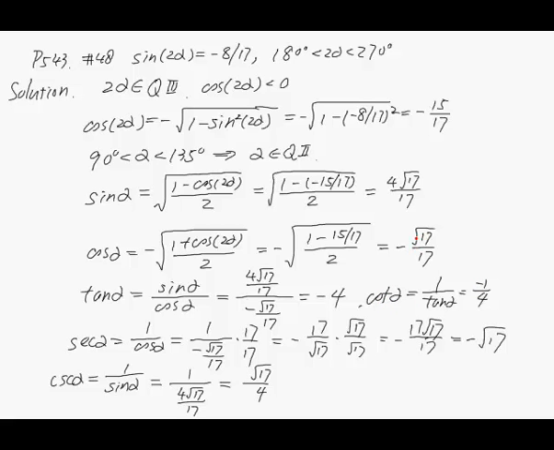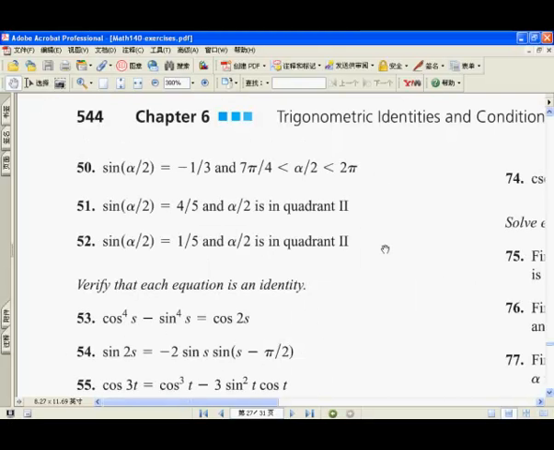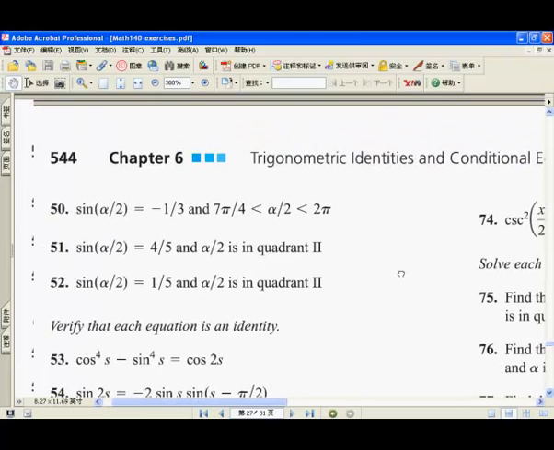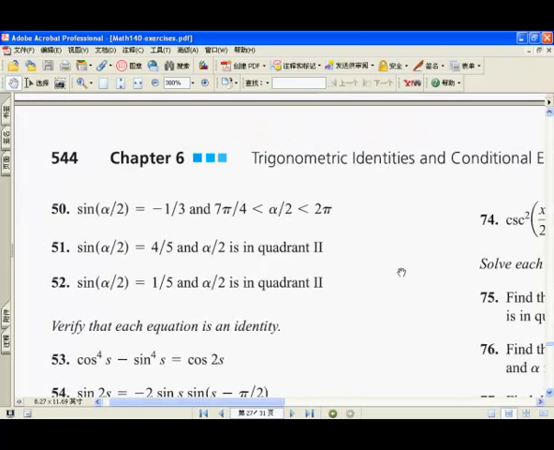Any other question? Let's look at problem 52. And this time, we know the sine of a half angle. And then we need to find those 6 trigonometric functions at alpha. So let's go to the whiteboard.